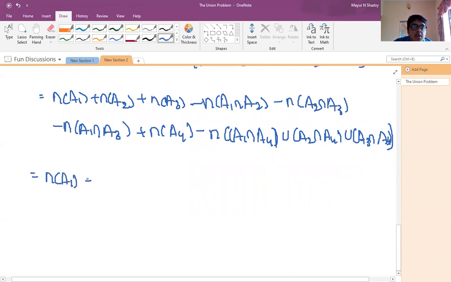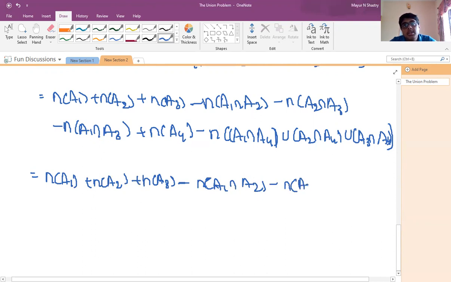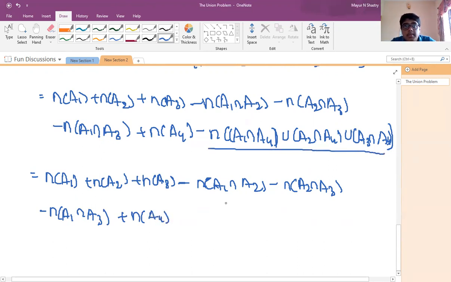So then we have n of A1 plus n of A2 plus n of A3 minus n of A1 intersection A2 minus n of A2 intersection A3. Again, writing down the same thing, of course. Intersection A3 plus n of A4. Now, this is what I need to manipulate.